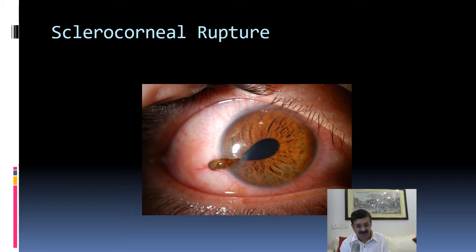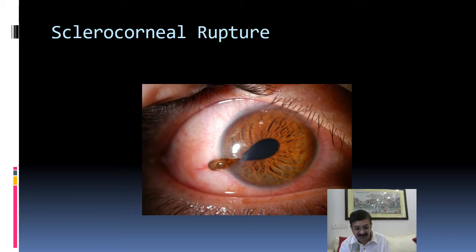Sclerocorneal rupture. The weakest part of the eyeball is basically the limbus, so along the limbus there is a sclerocorneal rupture. The next weak part in the eyeball is where the intraocular muscles are inserted. As you know, the thickness of the sclera out there is almost half of the thickness elsewhere. So these are the areas which, when challenged with a sudden increase in IOP due to trauma, give way, and these are the areas which suffer laceration.